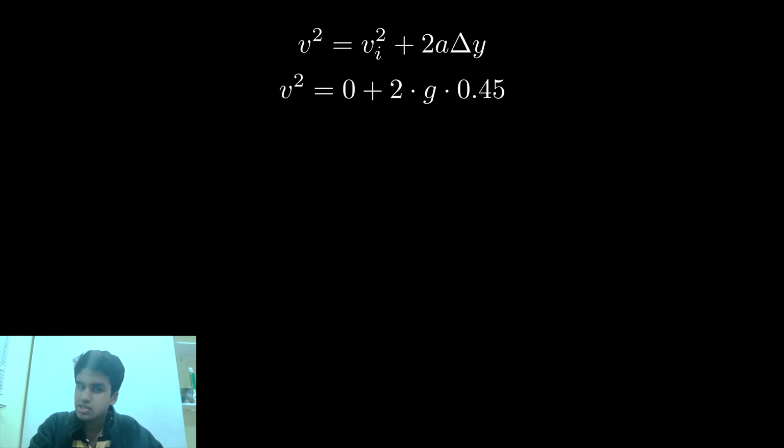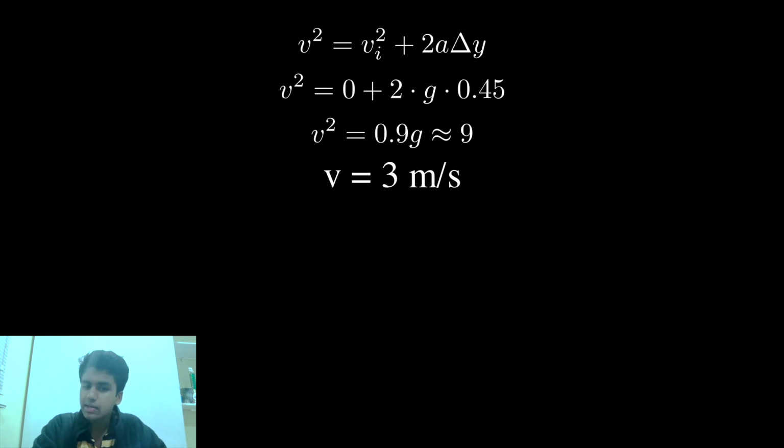So we can expand this to get 9g, which is around 10 if we plug in 10 for g. And then we get that the velocity is 3 meters per second.